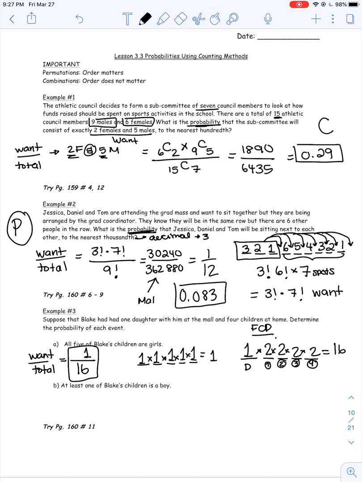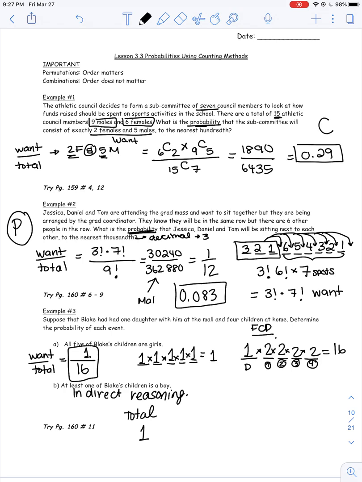Now, at least one of Blake's children is a boy. At least means that you could have 1 child being a boy, 2 children being a boy, 3, 4, 5, all the way up, right? So there's a lot of options. We're going to actually use that indirect reasoning idea. It makes it way easier to solve a question like this.